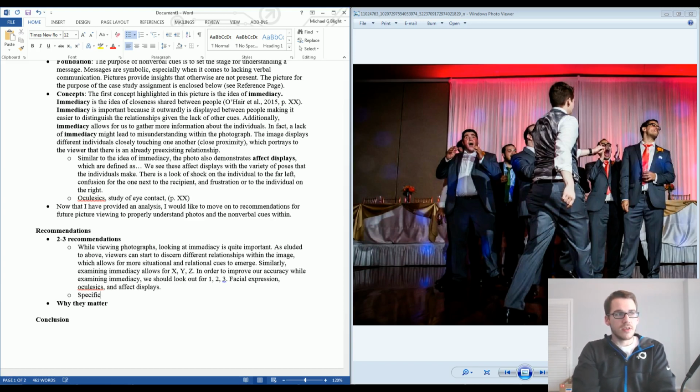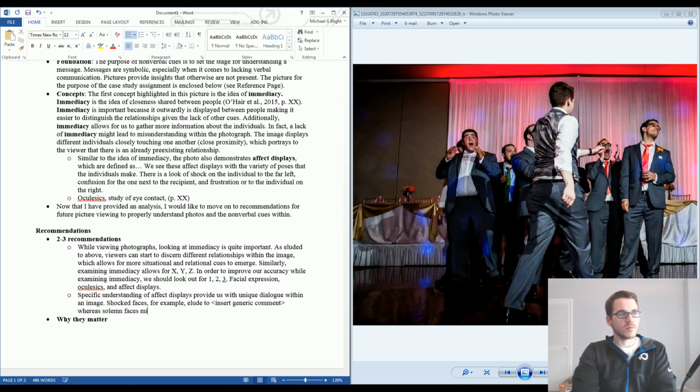specific understanding of affect displays provides us with unique dialogue within an image. Shocked faces, for example, allude to insert generic comments, whereas solemn faces might suggest other thing. Okay, so again, it's very formulaic. You're introducing a concept within the recommendations, and you're providing recommendations as to how to use this more effectively.